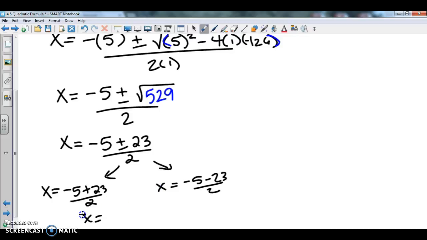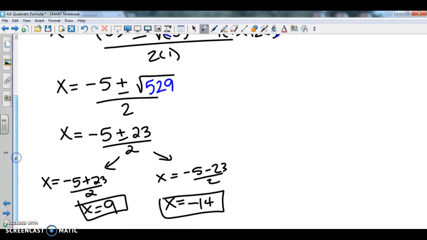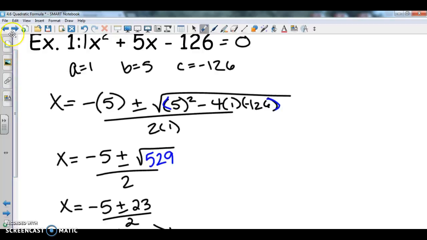So over here you have negative 5 plus 23, which is 18, divided by 2 is 9. So that's one answer, it crosses the x-axis at 9. The other one, negative 5 minus 23 is negative 28, divided by 2 is negative 14. So those are your x-intercepts. That's where it crosses the x-axis. So this is the quadratic formula when you get two nice pretty answers. And now we're going to deal with not so pretty answers on the next one.